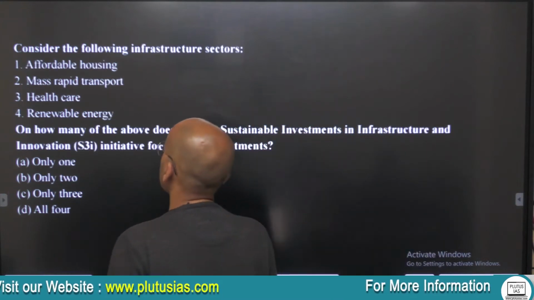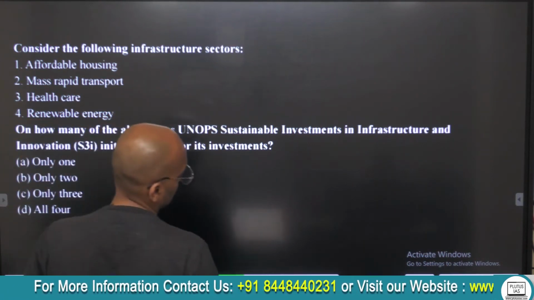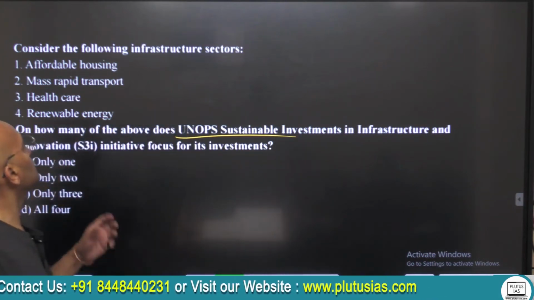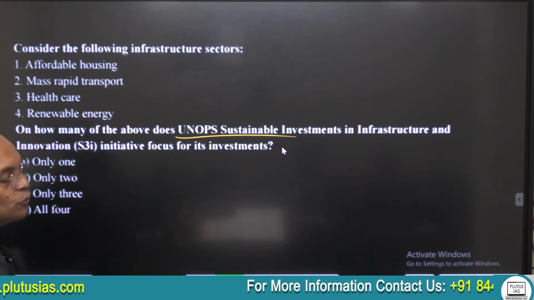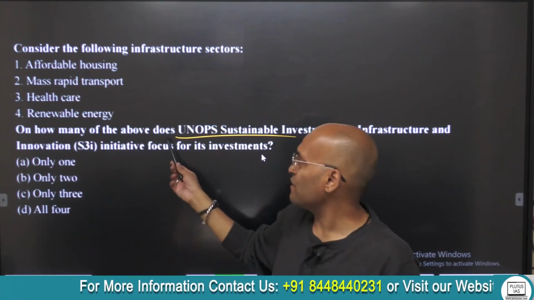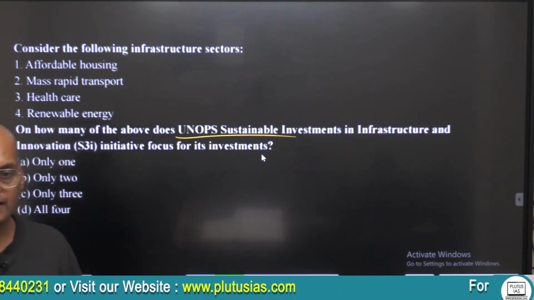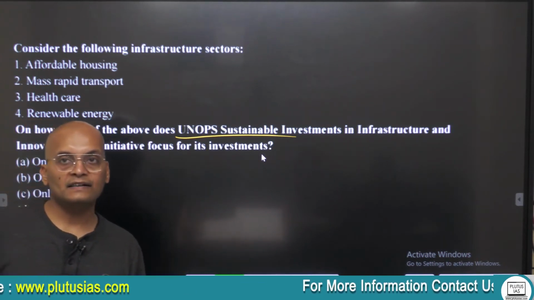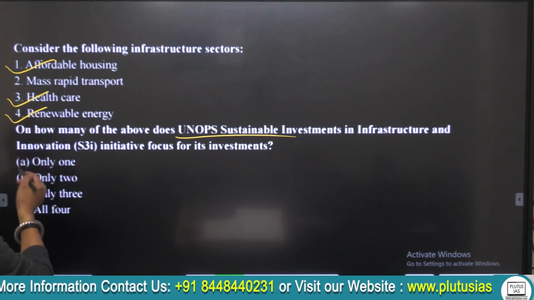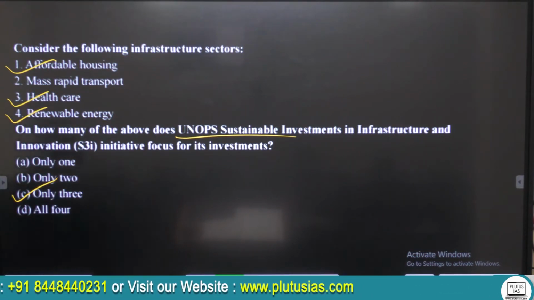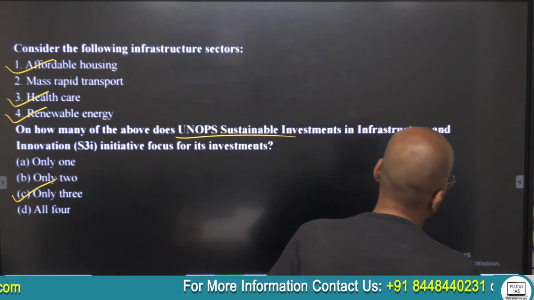Okay, moving on. Next is consider the following infrastructure. Again, this was in news. Current affair, this is. Consider the following infrastructure sectors: affordable housing, mass rapid transport, healthcare, renewable energy. On how many of the above does the UNOPS Sustainable Investment in Infrastructure and Innovation, S3I, initiative focus? 3 sectors it focuses on. They are affordable housing, healthcare, renewable energy. So only 3. Okay. That was the easy question.